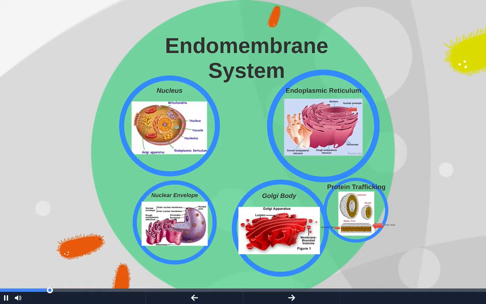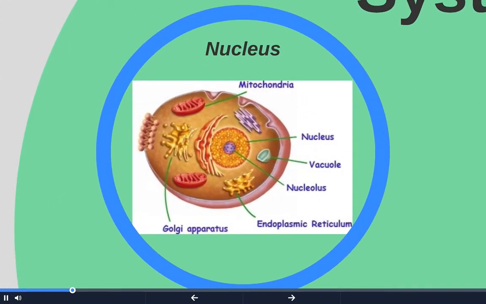This includes the examination of the nucleus, nuclear envelope, endoplasmic reticulum, Golgi body, and protein trafficking. Let's go on to explore the nucleus. The nucleus contains the necessary genetic material required for life. An organism's DNA is stored in the nucleus as a chromosome. Organisms with a nucleus are called eukaryotic, and those without one are prokaryotic. The nucleus contains many organelles that will be discussed later on in the tour.